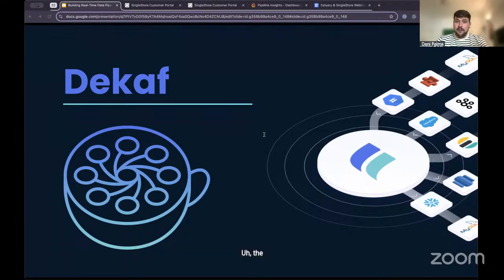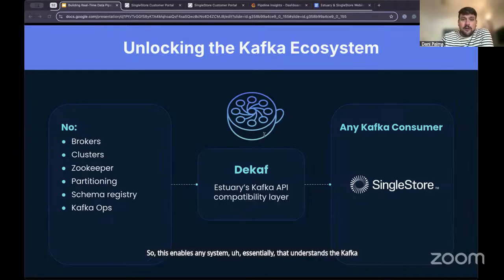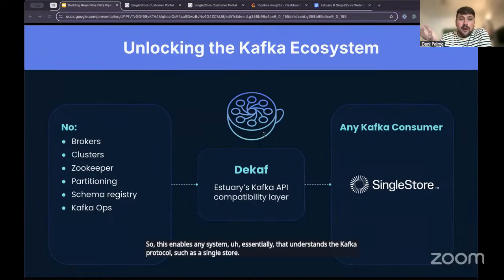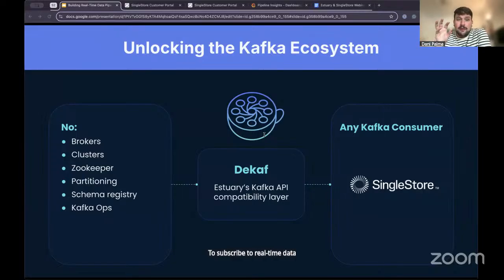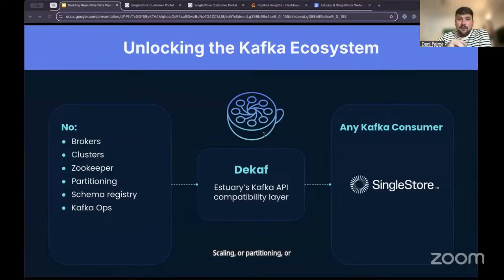The way Estuary taps into this ecosystem is through Decaf, our native Kafka-compatible layer. This enables any system that understands the Kafka protocol, such as SingleStore, to subscribe to real-time data without the need for you to actually run Kafka. Since Kafka is notoriously difficult to manage, as we established earlier, Decaf makes it possible to get the value out of Kafka without any of the complexity. So no brokers, scaling, or partitioning, or any kind of maintenance. All of that is automated and packaged into the service.